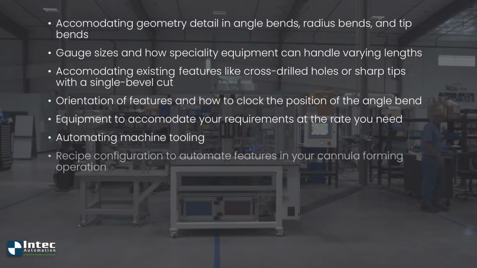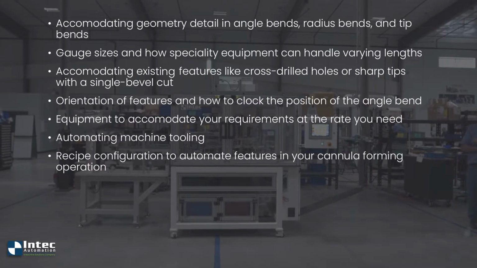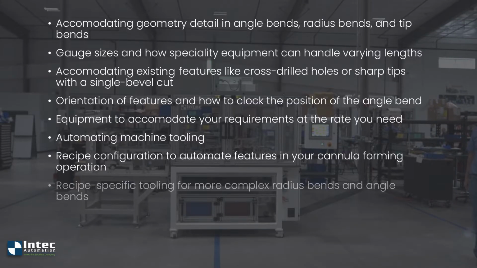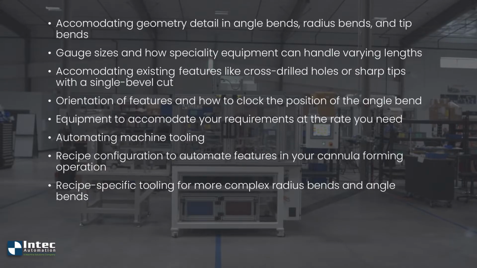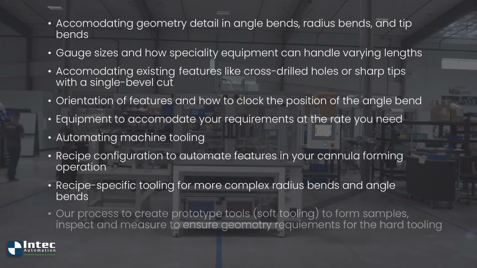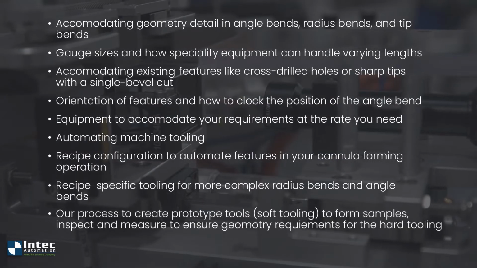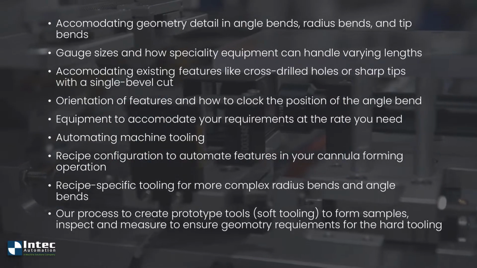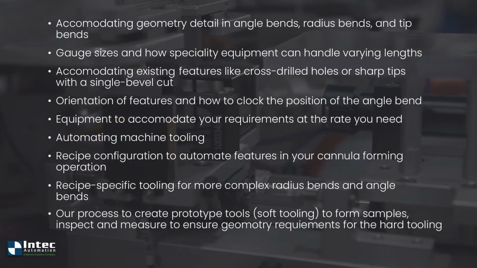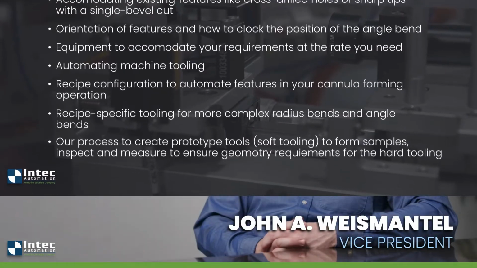Automating machine tooling. Recipe configuration to automate features in your cannula forming operation. Recipe-specific tooling for more complex radius bends and angle bends. Our process to create prototype tools, soft tooling, to form samples. Inspect and measure to ensure geometry requirements for the hard tooling.